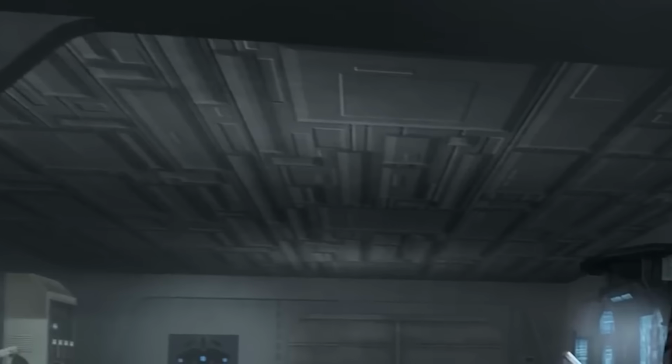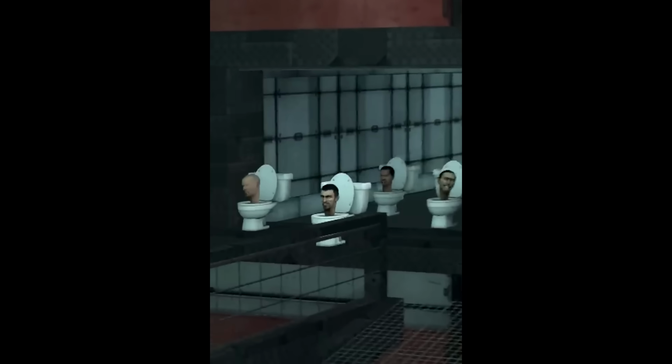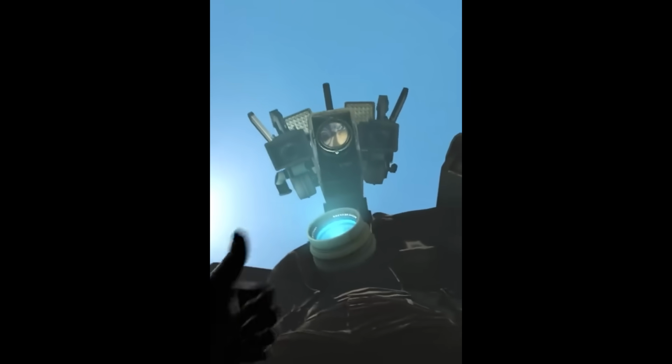Notice the texture of the ceiling. It's exactly like the wall texture in the hangar with Titan. That tells me he's somewhere in this area. I really hope to see him in the next episode.